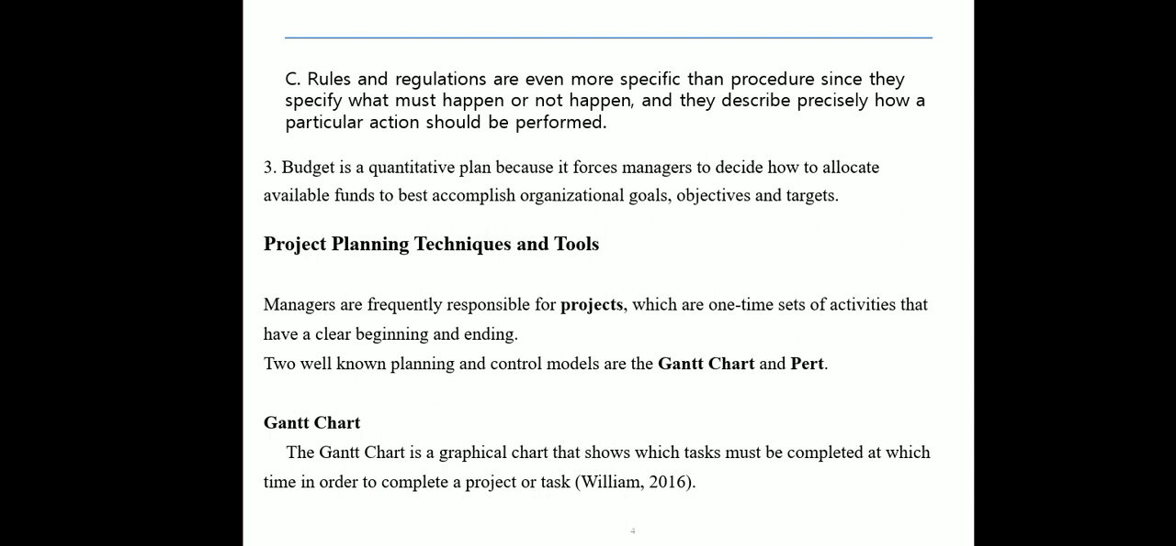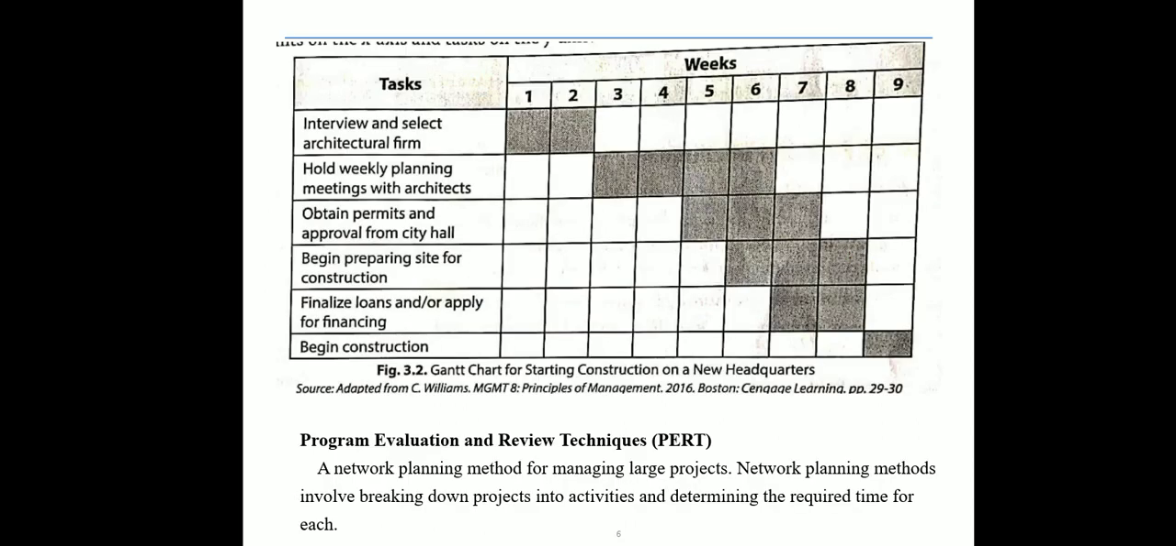Managers are frequently responsible for projects, which are one-time sets of activities that have a clear beginning and ending. The two well-known planning control models are the Gantt chart and PERT. First we will define what a Gantt chart is. The Gantt chart is a graphical chart that shows which task must be completed at which time in order to complete a project or task, according to William 2016. So let's proceed to the next slide.